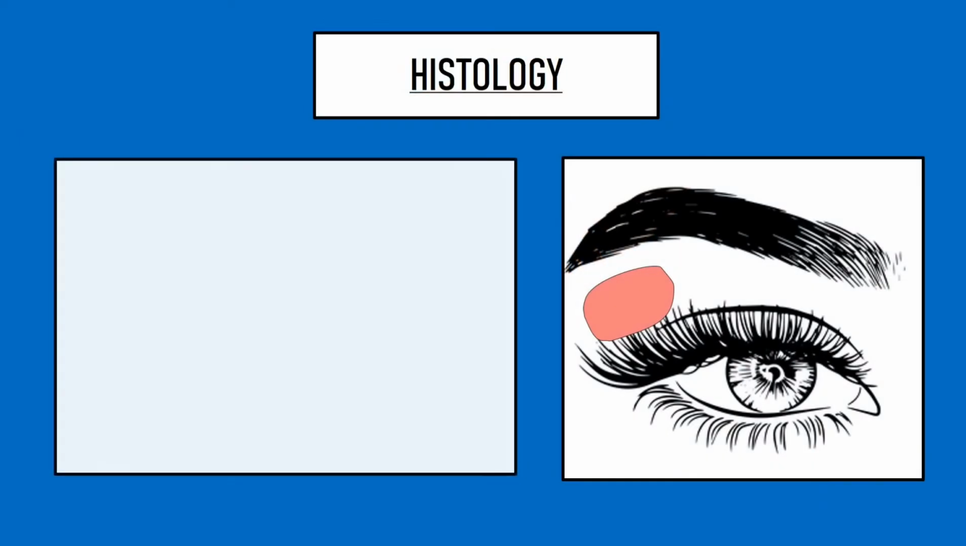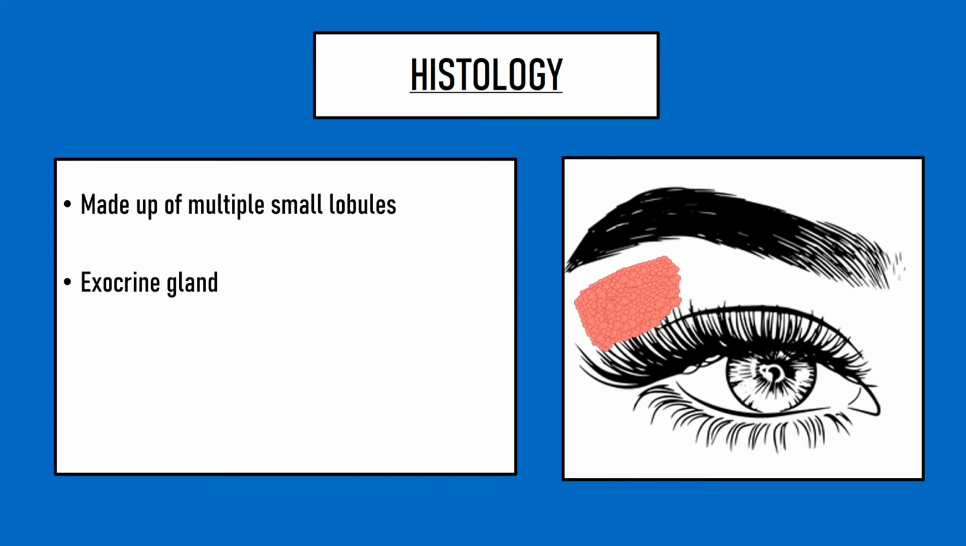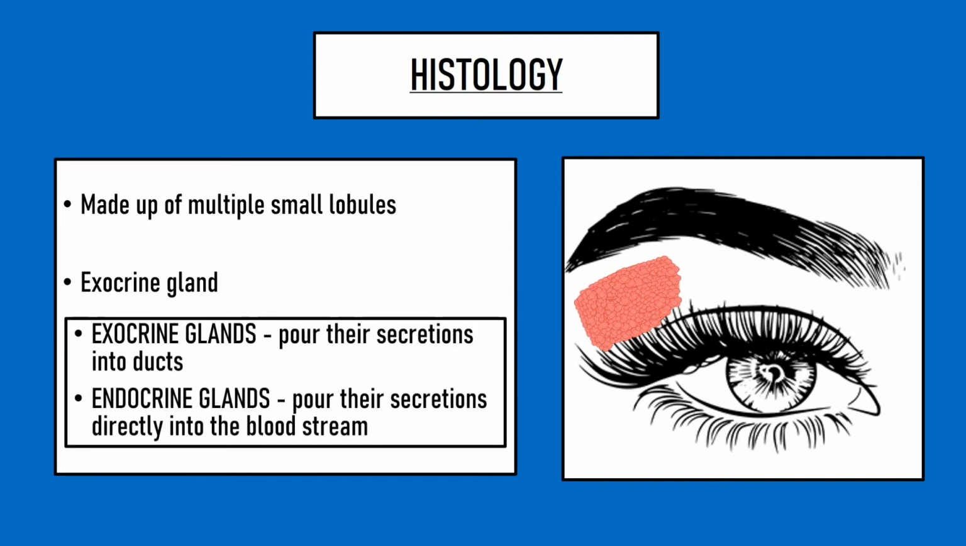Histology. The lacrimal gland is made up of multiple small lobules. It is an exocrine gland. Now, what is the difference between an endocrine gland and an exocrine gland? Exocrine glands pour their secretions into ducts, and then these secretions are transported to the target organ via these ducts. Endocrine glands do not have any ducts. They pour their secretions directly into the bloodstream.